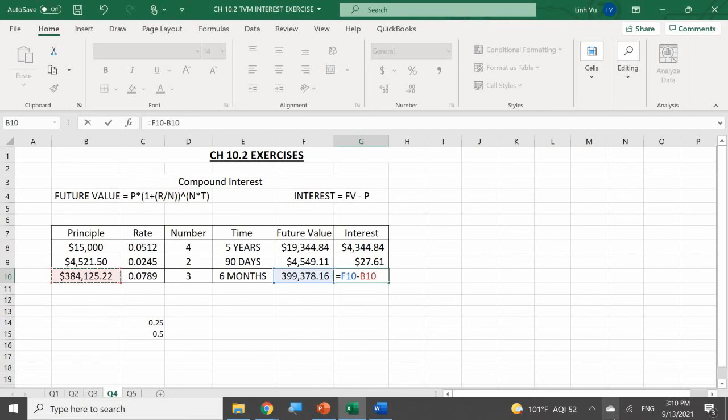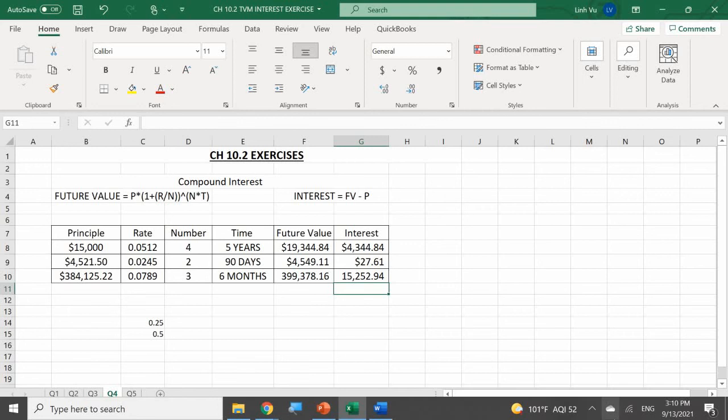What's the total amount of interest here? 15,252.94. Okay. So let's take a look at this. If you actually notice, the only difference between this one is that we just added an extra component, right?